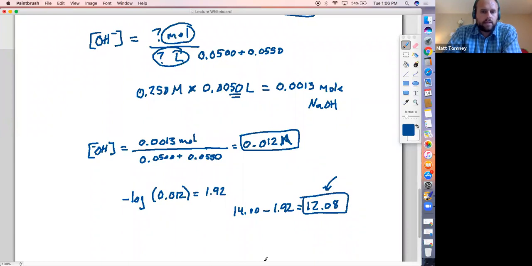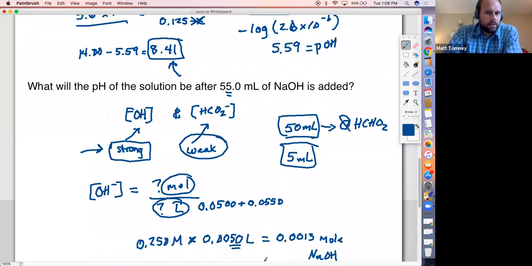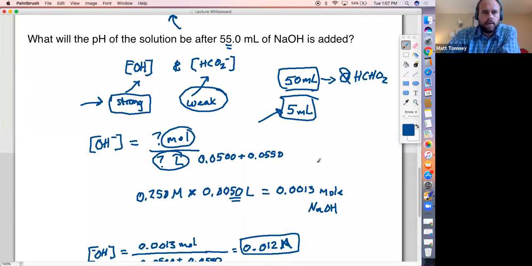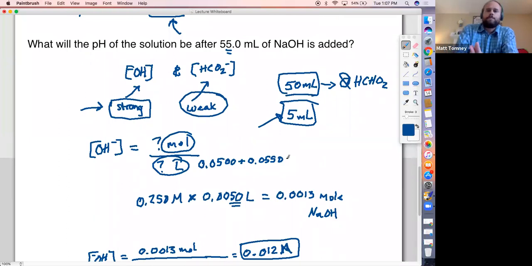All right, and this would apply for anything past this math. So I picked out an example where I said 5 milliliters because it's 55, but I could say 60, 65, 70. It's the same concept. You would just need to know how many milliliters of NaOH you are past the equivalence point, because that's going to change the moles and the volume of NaOH that is sitting in solution. All right, and that's titration math.